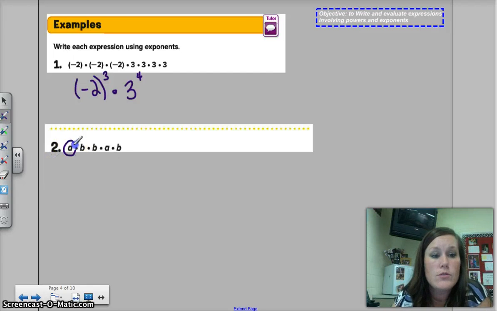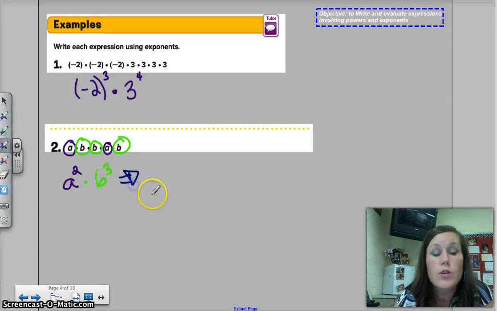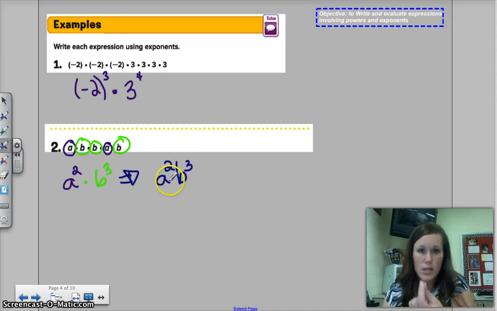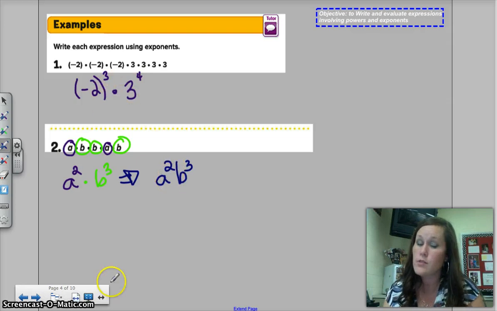Let's look at example 2. How many A's do I have? I have 2 A's. So A as my base, squared as my exponent. How many B's do I have? There are 3 of them. Times B to the 3rd power. Now, one thing that you need to know, you can also write this smushed together. So A squared B to the 3rd. You can only smush them together without the multiplication sign when they are variables. I have to have the multiplication sign here. I don't have to here.